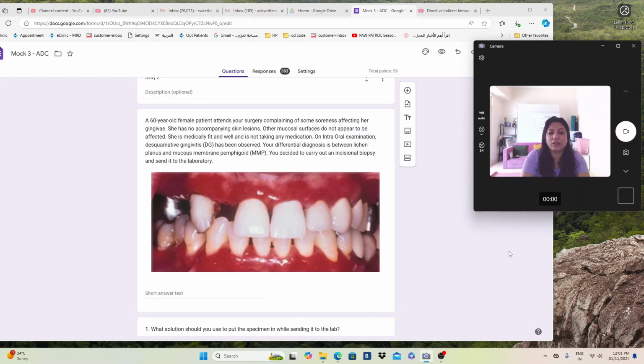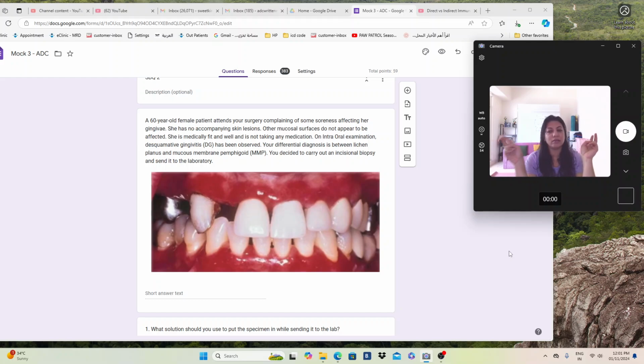Your differential diagnosis is between lichen planus and mucous membrane pemphigoid. Fantastic. So the question has further helped you, and there can be many conditions which can cause desquamative gingivitis, but the question is already telling you that it can be either of these two.